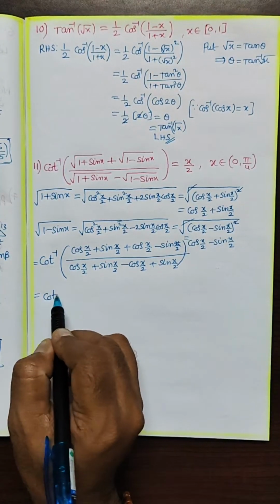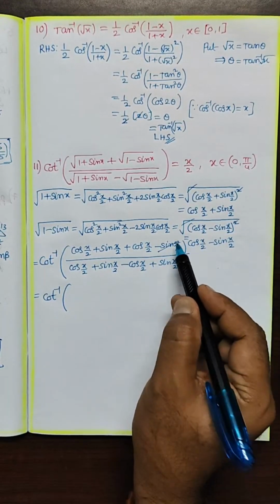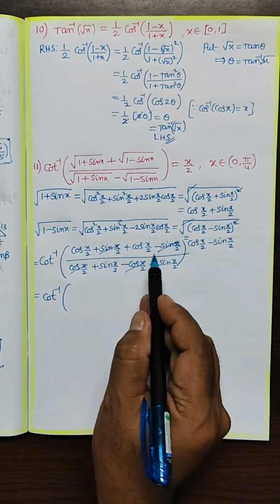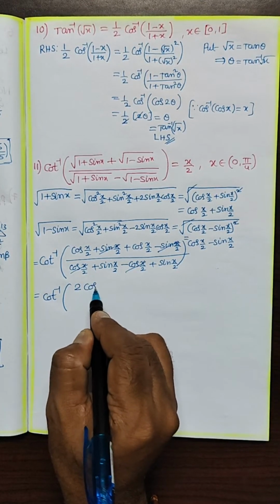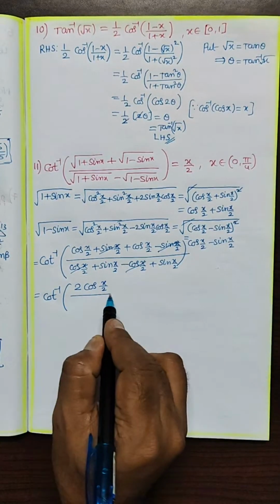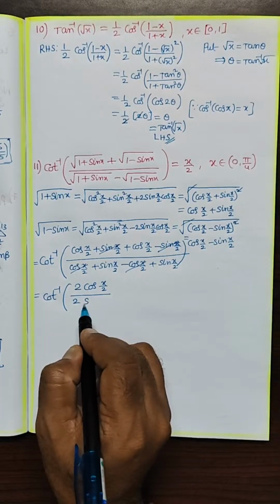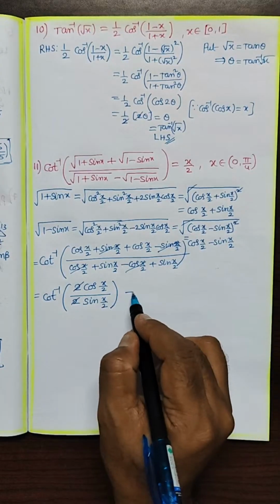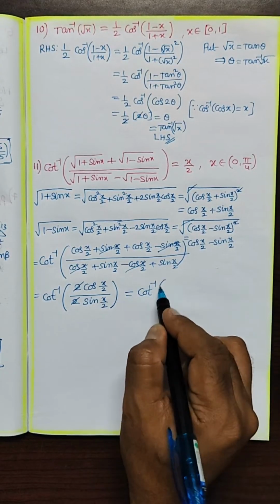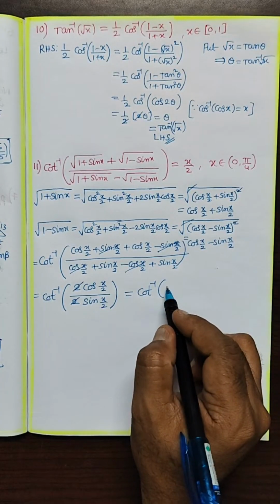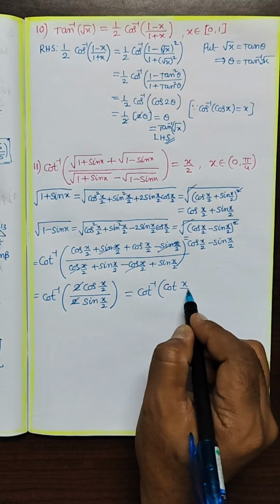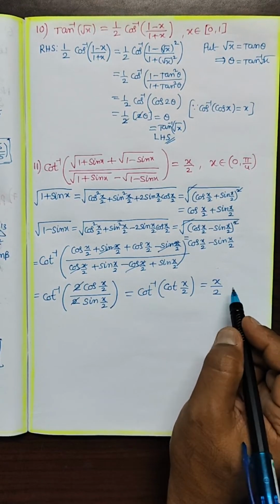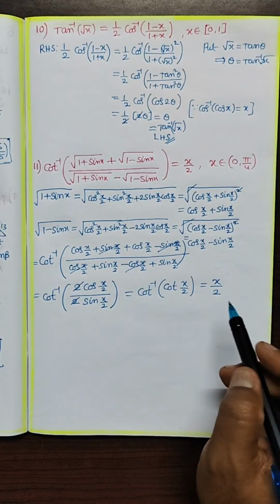So cot inverse of: the minus sin x by 2 and plus sin x by 2 cancel, and cos x by 2 plus cos x by 2 gives 2 cos x by 2, divided by sin x by 2 plus sin x by 2, which is 2 sin x by 2. So this equals cot inverse of cos x by 2 by sin x by 2, that is cot x by 2. Cot inverse of cot x by 2 is x by 2. Hence proved the result, dear students.